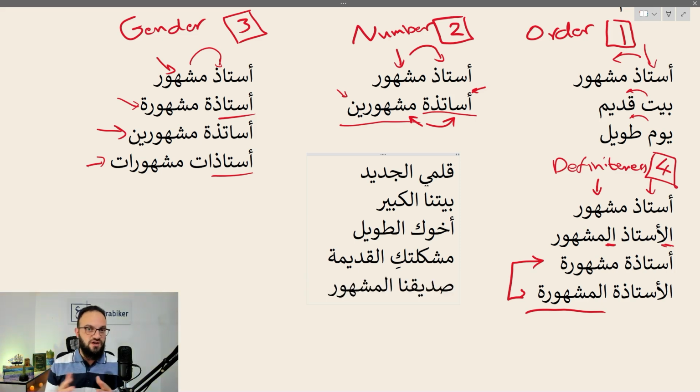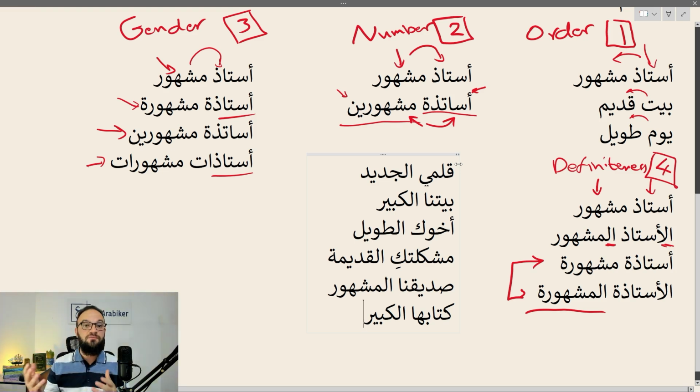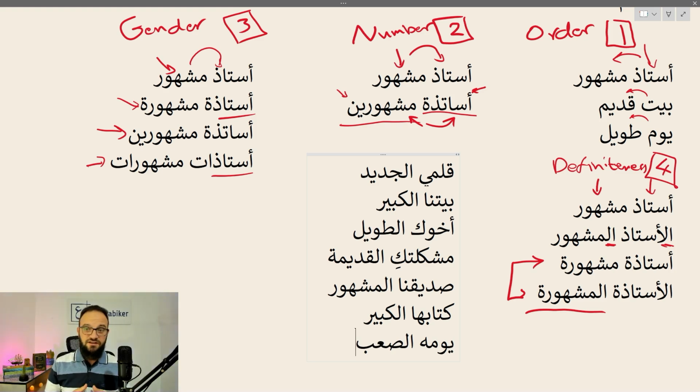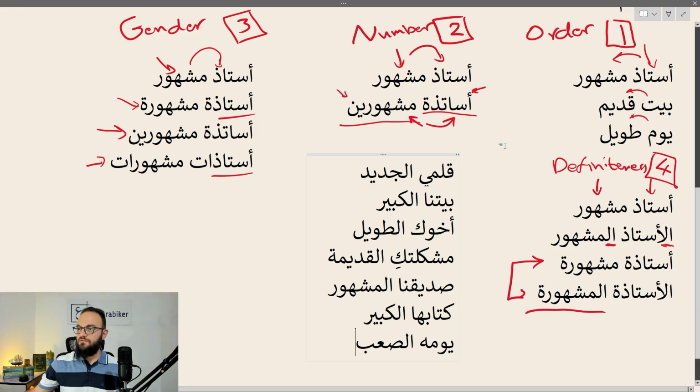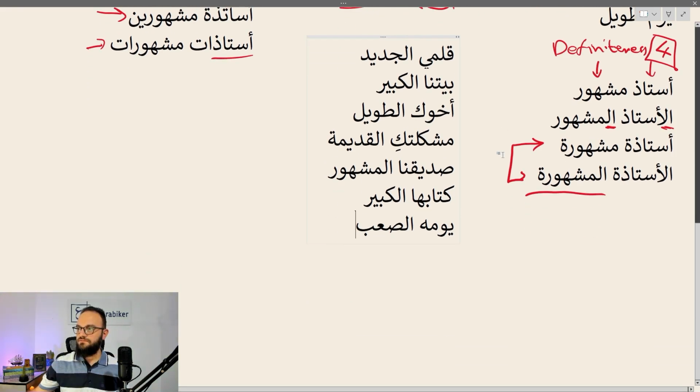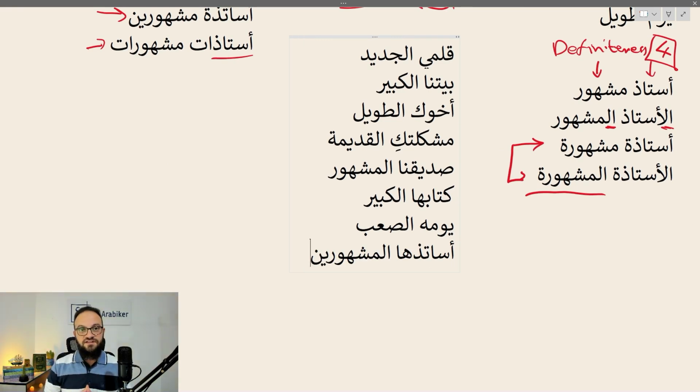صديقنا المشهور, our famous friend. كتابها الكبير, her big book. يومه الصعب, or in dialect يومه الصعب, his difficult day. Let's scroll down a bit. أساتذتها المشهورين, her famous teachers. مكاتبنا الصغيرة, our small desks.